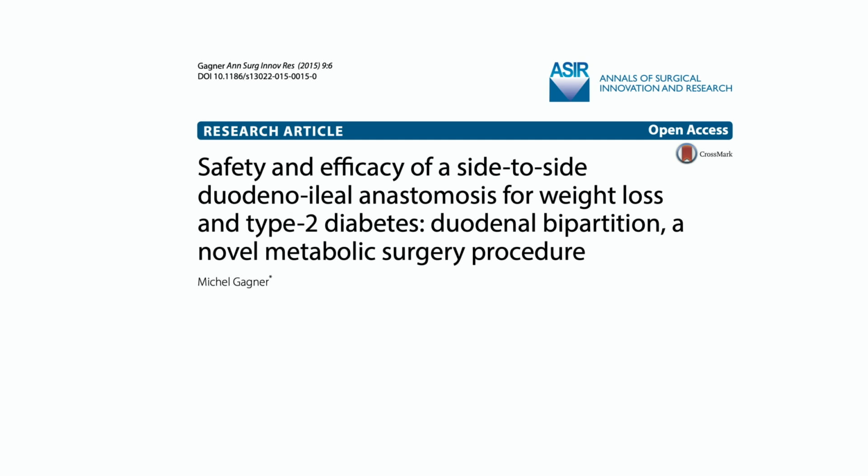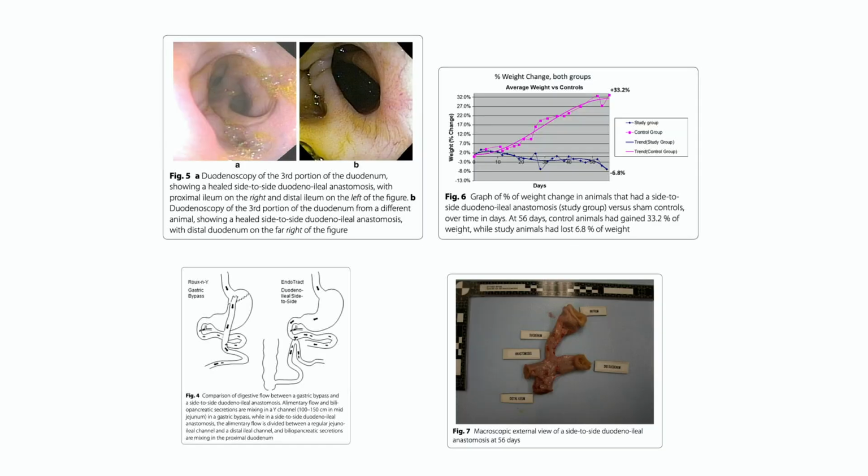I started in 2007 to look at this concept of doing duodenal bipartition. At the time, we were trying to make a complete endoscopic procedure with a compression anastomosis device in the duodenum and one coming with a colonoscope into the ileum. These were the early experiments that were published.